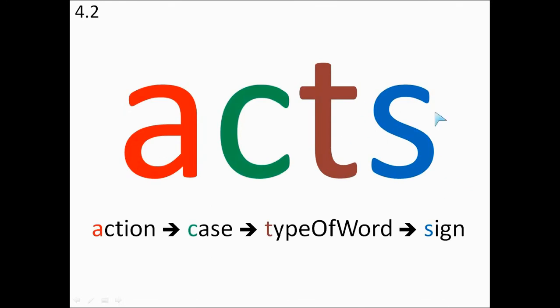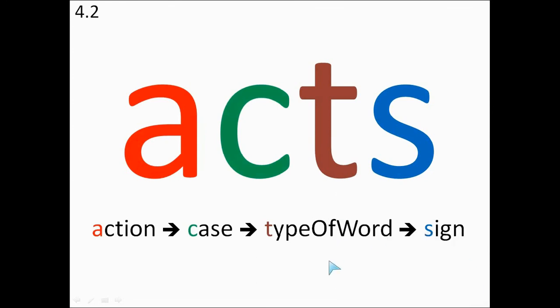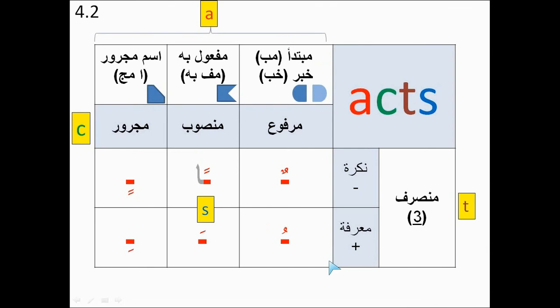So the A is the action, and the C is the case, and the T is the type of word, and S is the sign. Right. Let's do some ACTS. So if we put this all together in a slightly reworded table, then we'll see something a bit better.